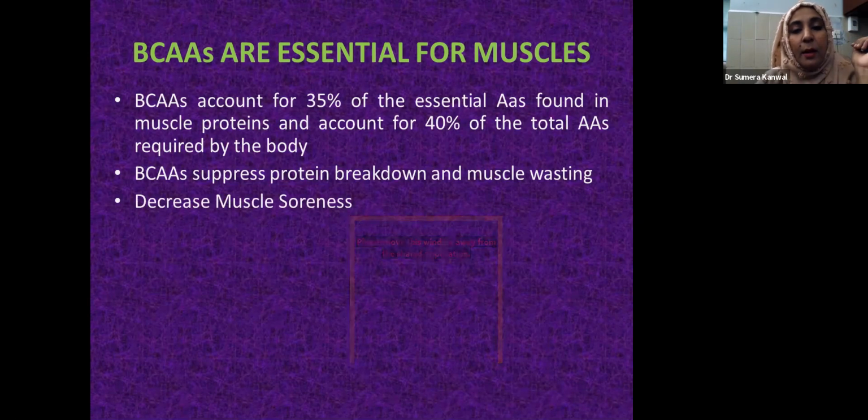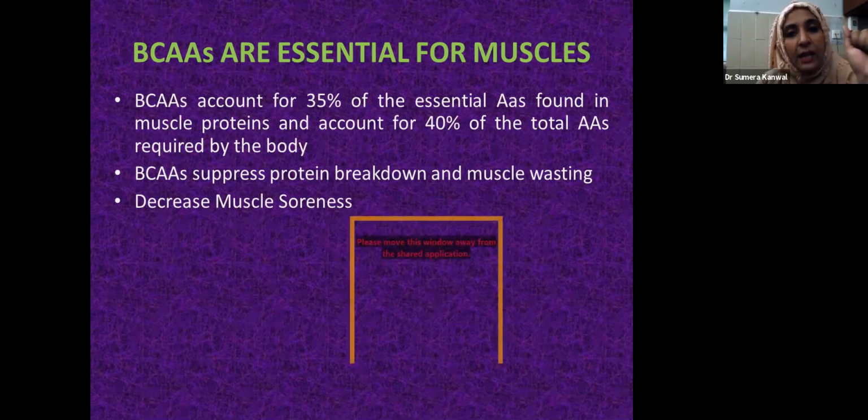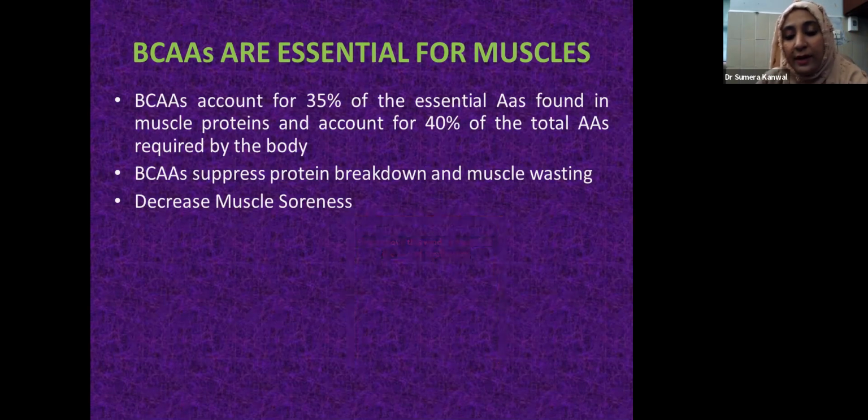They decrease muscle soreness. Muscle soreness is the tiredness, the fatigue, or the inflammation of the muscles that appears because of prolonged or chronic physical activity or extreme exercise, which leads to muscle cramps, muscle pain, and muscle inflammation. And it may last for 24 to 48 hours, usually when the body is deficient in branched chain amino acids.